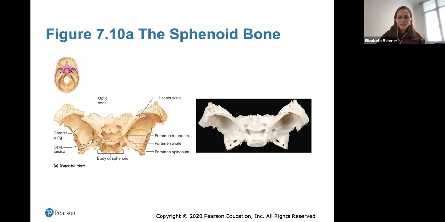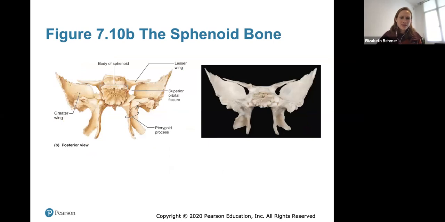And then we have different holes. And the holes that you can see well here are the rotundum, which is shaped like a circle. The foramen ovale is more oval shaped, and the foramen spinosum is at the bottom. So to remember these, I do rotundum is your R hole, ovale is your O hole, and then the S hole. So ROS to help you remember those holes in order.